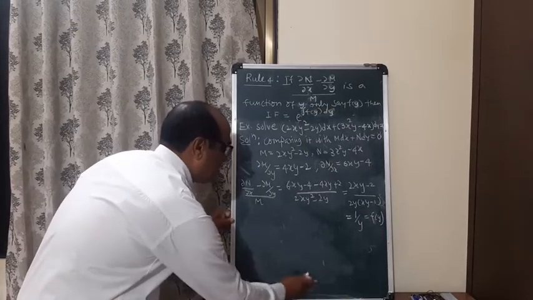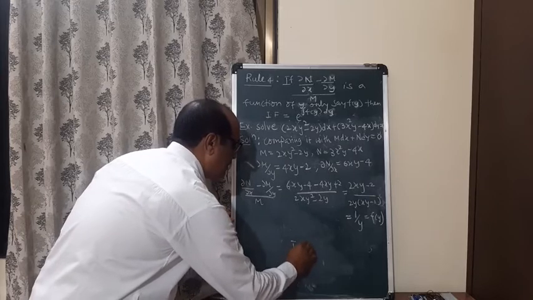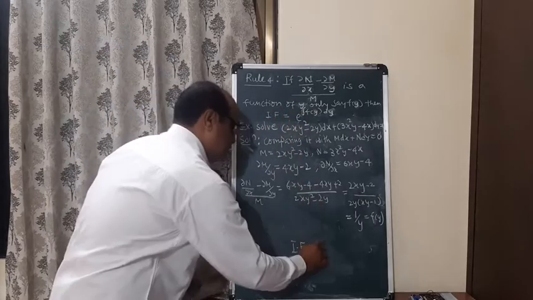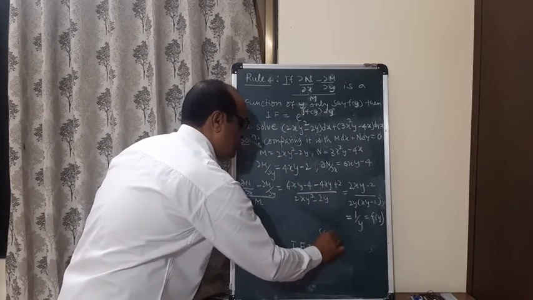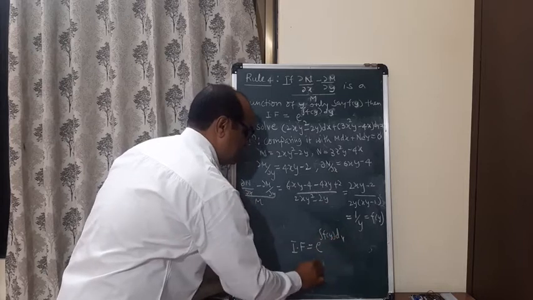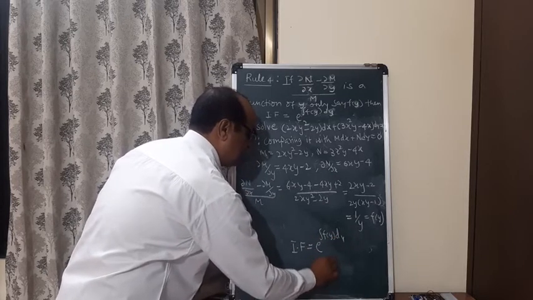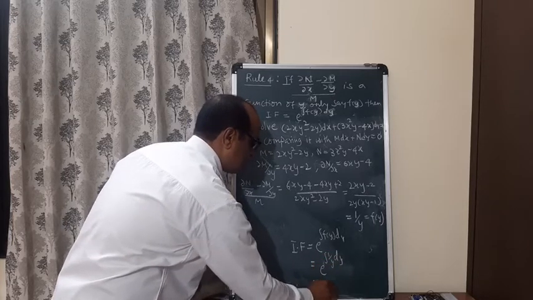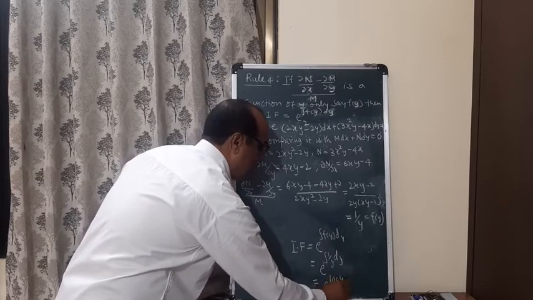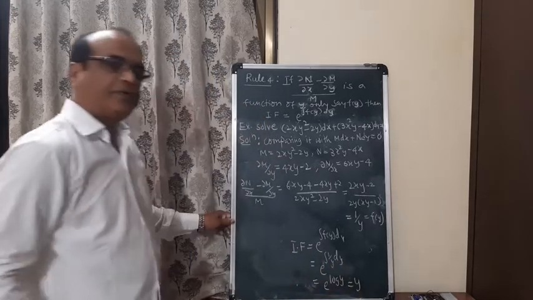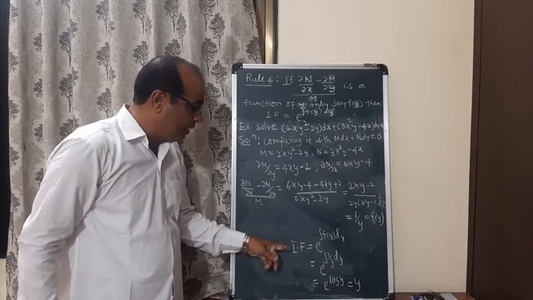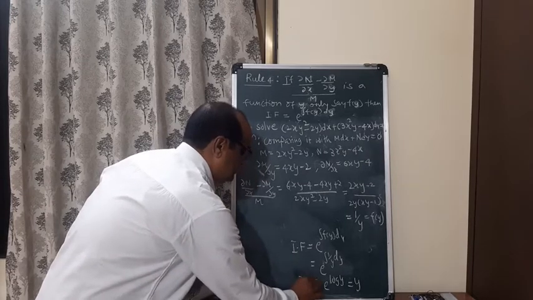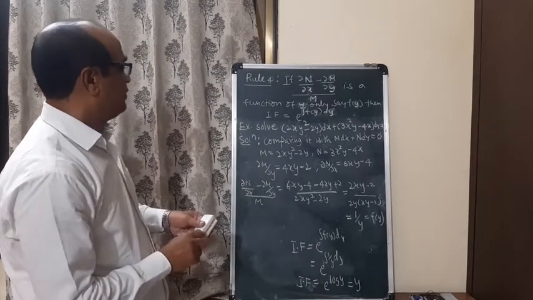So then what is the integrating factor? The integrating factor is equal to e raised to the integration of f(y) dy. So this is e raised to the integration of 1 upon y dy, which is equal to e raised to log y. So this is y only. Okay, so we get the integrating factor, which is y only.